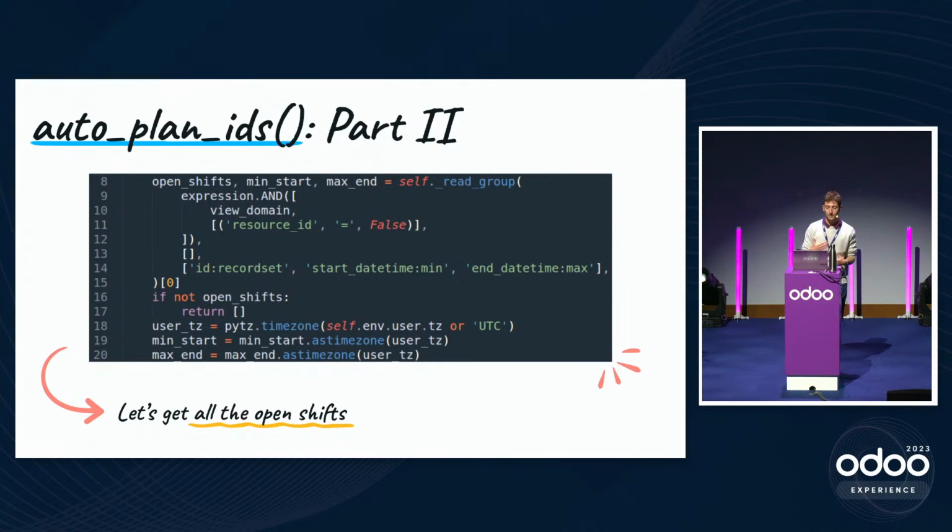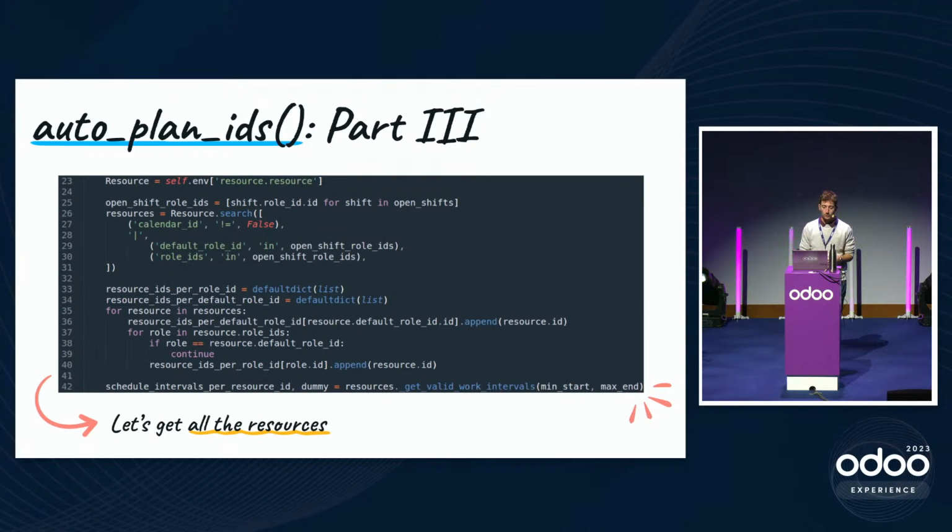Now, in line 16, we check whether we have open shifts, because if we don't, there's nothing to plan, so we just return an empty list. But if we do, we continue. What we do next is get the user time zone and apply it to the min start and the max end, which are in UTC currently.